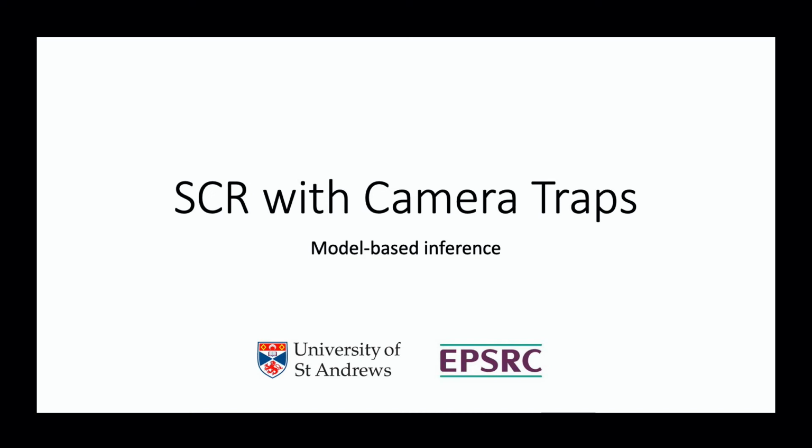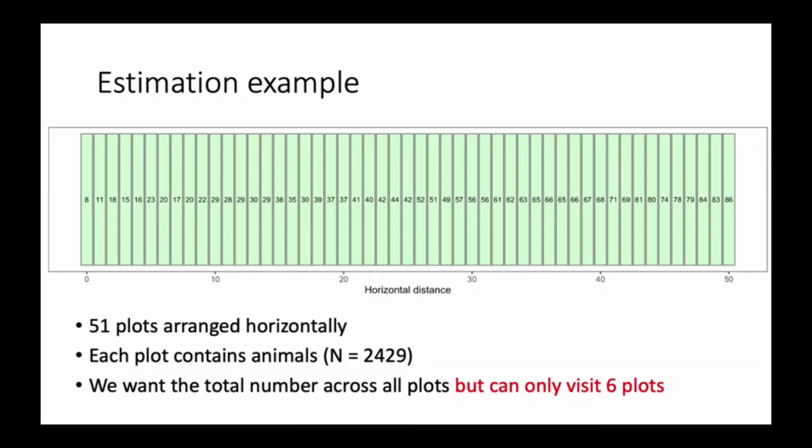In this video, we'll look at model-based ways of estimating animal abundance, and we'll see how these are different from the design-based ways we've been looking at in the last two. The key thing about model-based inference is that we rely on building a model rather than a randomized design to get our estimates. We'll return to this example that we've been using in the last two videos.